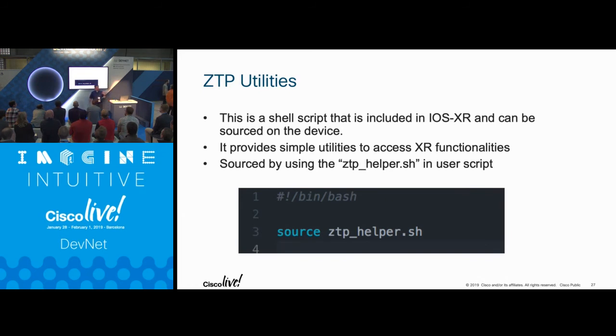Similar to what we did with the Python API components within XE, we've put in a series of shell helper utilities within XR. ZTP_helper.sh. They're embedded in the XR operating system. To get those, this isn't Python. We're not going to import them. Rather, we're going to source it. ZTP_helper.sh.